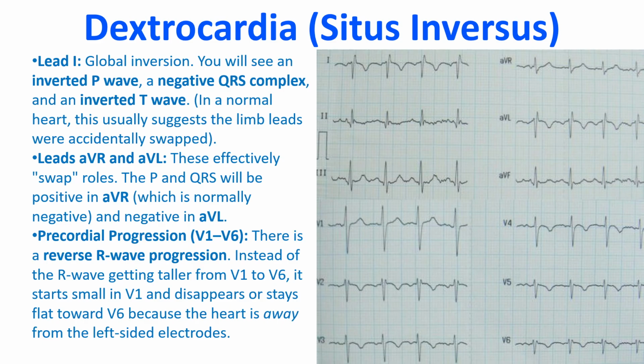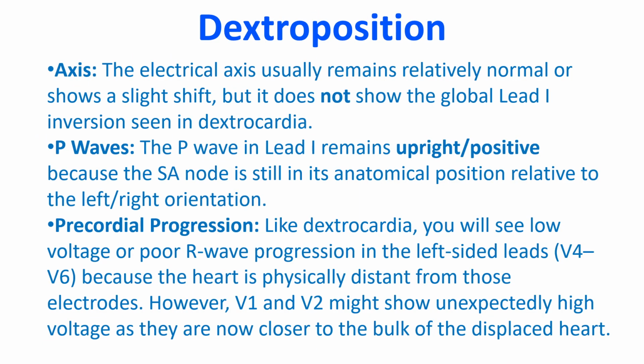To confirm dextrocardia and get a normal looking reading, you must perform a right-sided ECG or reverse ECG by placing the precordial leads V3R to V6R on the right side of the chest and swapping the left and right arm electrodes. In dextroposition, the heart is structurally normal, not mirrored, but has been physically pushed or pulled to the right hemithorax.